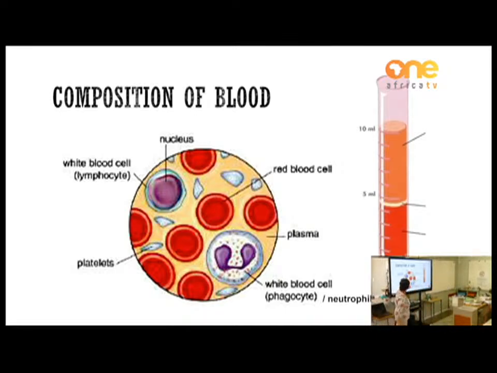So we can recognize blood as a yellow liquid, which we call plasma. Then we have the red blood cells. And we have the white blood cells. You can recognize on this diagram that there are two different kinds of white blood cells. Now, do you see that? These ones are the lymphocytes, and these are the phagocytes, or we also know them as neutrophils.